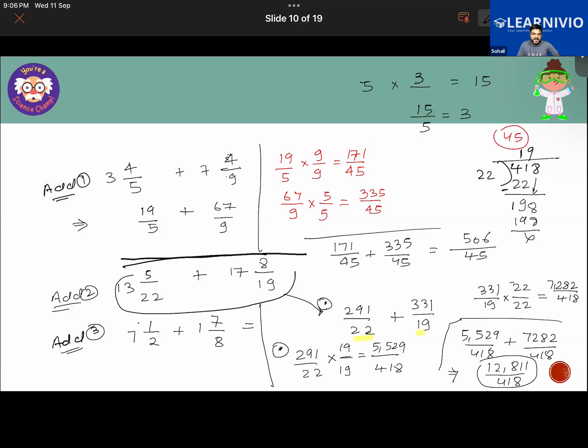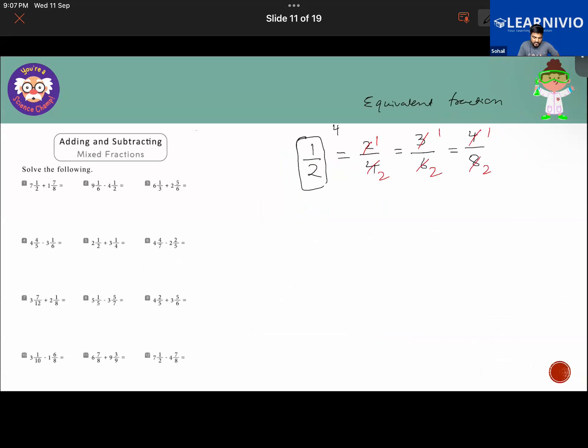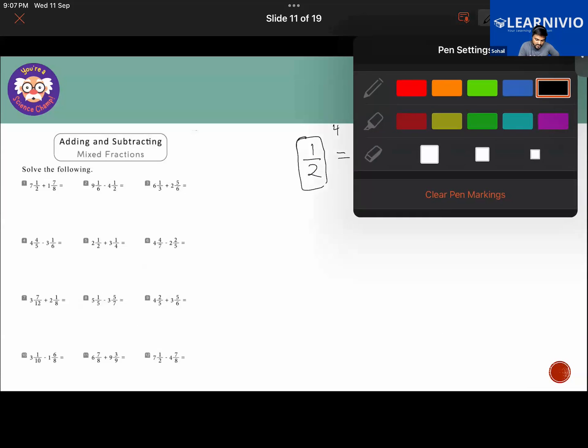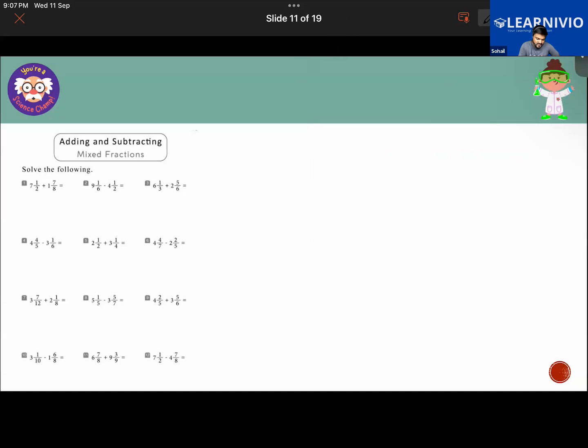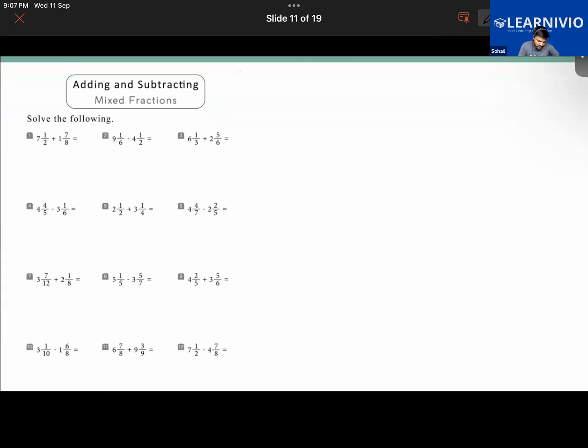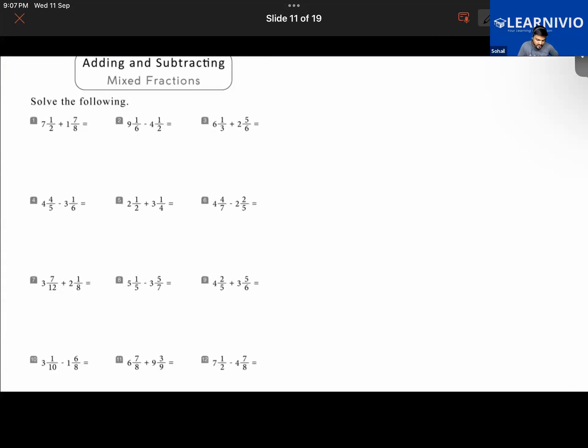Although this was a bigger number, now you will be getting questions in which smaller numbers are there, so you will find it much easier to do. Here we have some questions. Look at question number 2, where you have to subtract two mixed fractions. You guys start doing this one.